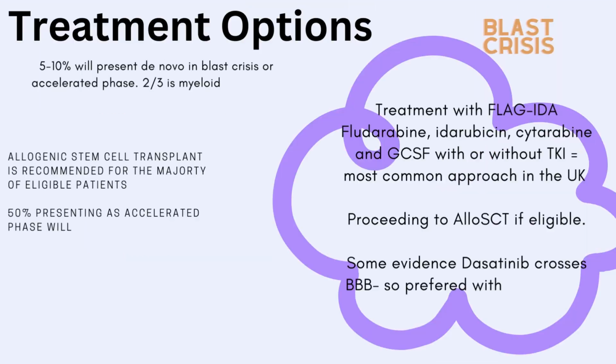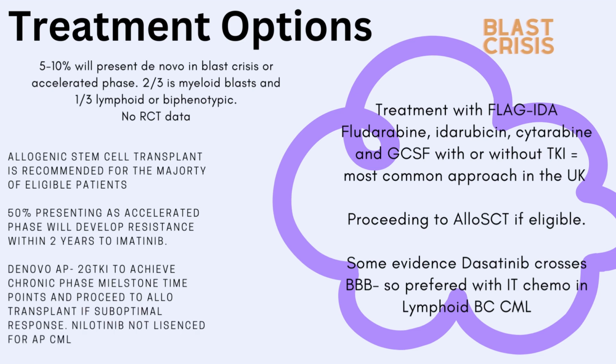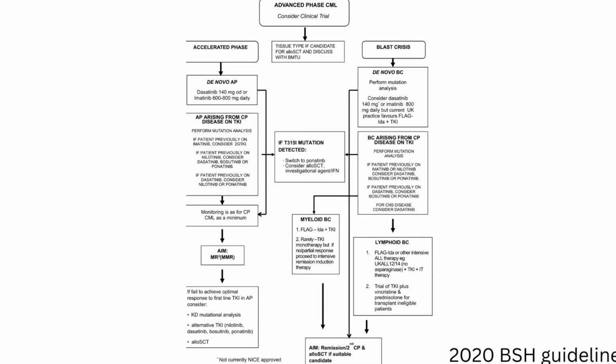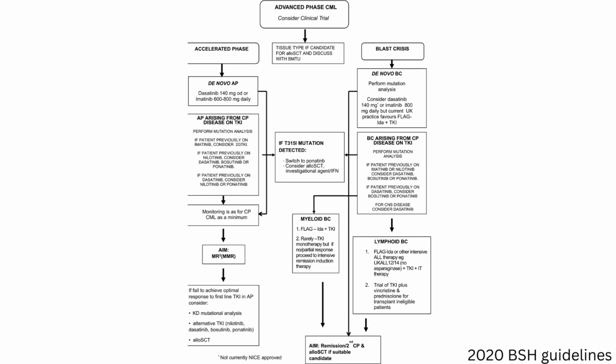About 5 to 10% of patients will present de novo in blast crisis or with multiple additional cytogenetic abnormalities indicating an accelerated phase. So allogeneic stem cell transplant is recommended for the majority of these eligible patients. And the BSH guidelines advocate using a second-generation TKI to achieve the chronic phase response according to appropriate timeline milestones, and to proceed to an allograft if suboptimal responses are achieved with a second-generation TKI.